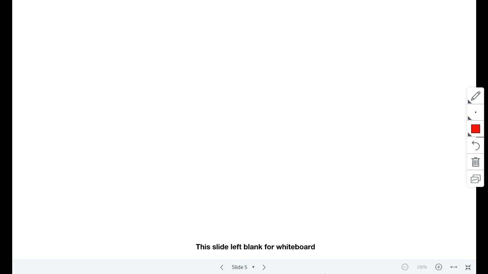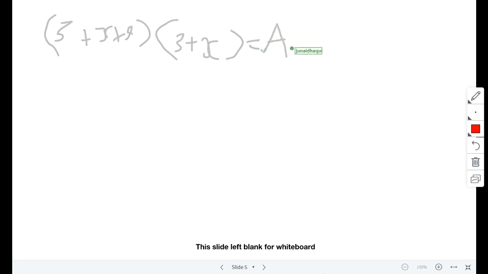So now we've got 3 plus, and if it was L, it's going to be X plus 9, times by 3 plus B, which must be X, equals A minus 84.